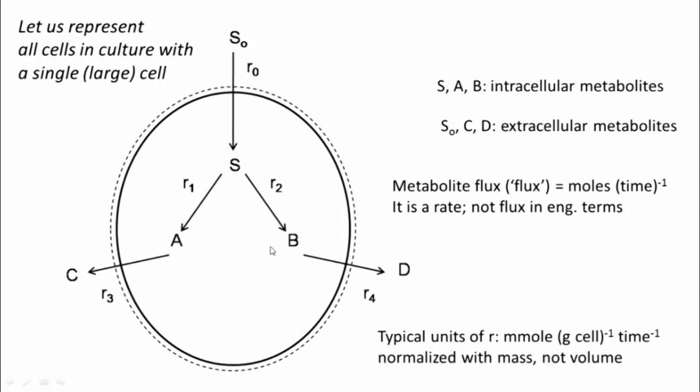So the typical units of R0, R1, R2 are millimole per gram cell per time. Note that it is normalized with respect to mass and not volume, right? Rather, it's expressed in terms of mass, and it has not been normalized with volume.